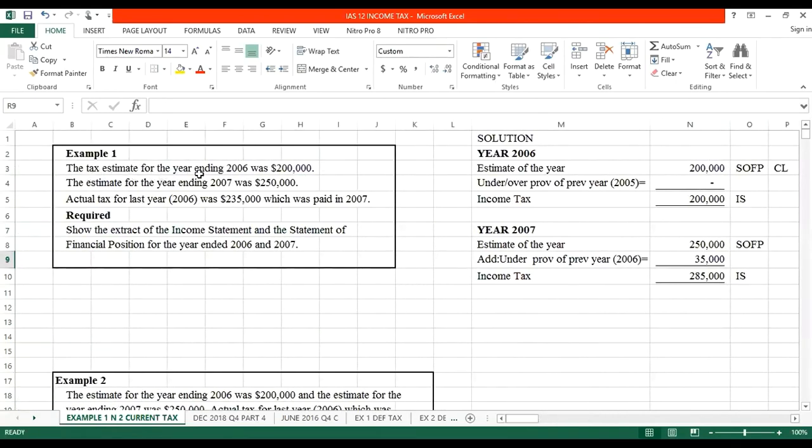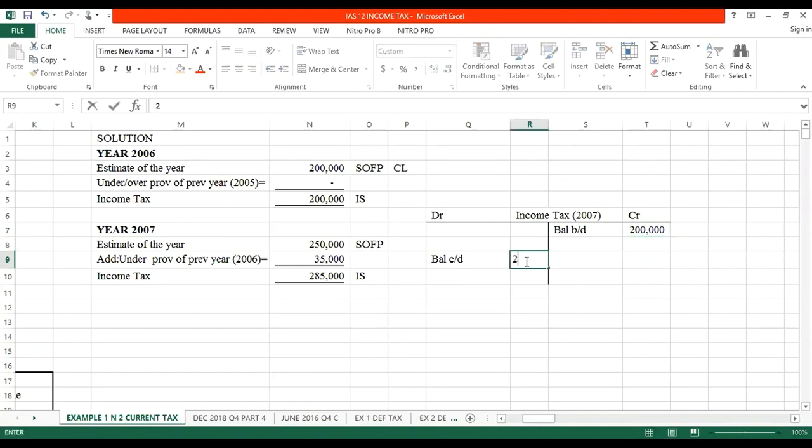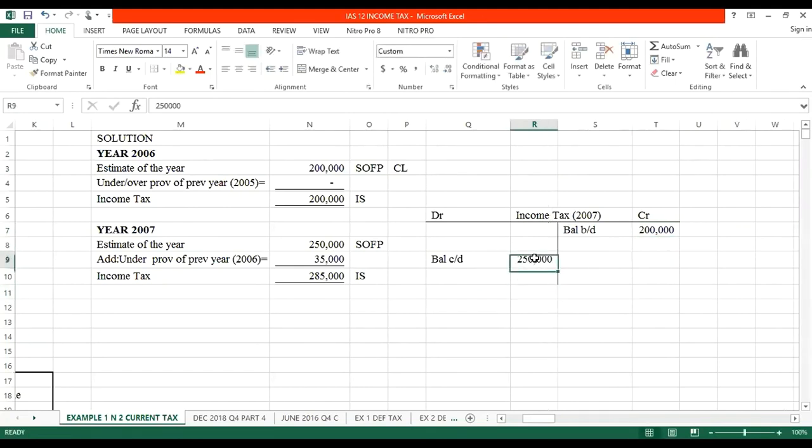So the tax estimate for the year ending 2006 and for the year ending 2007: we have two figures, 200 and 250. 2006 is 200. The closing balance in 2006 is the opening balance in 2007, so this will be 200,000. The estimate of the year 2007 is that. So this is opening, this is closing.